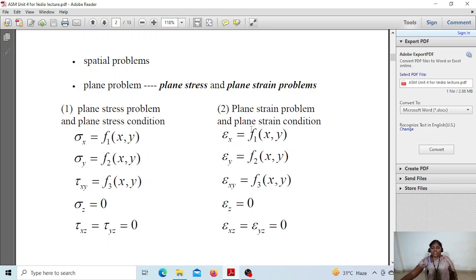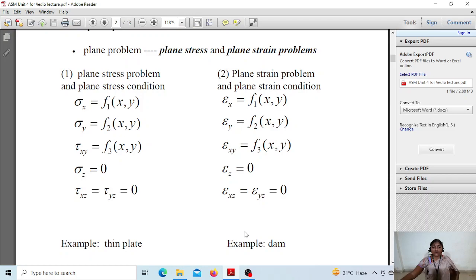Now coming to the plane strain condition, your epsilon x, f1 of x y, exists. Then epsilon y, which is equal to some function of x and y, exists. Then gamma xy, that is f3 of x y, also exists. Your epsilon z is 0, gamma xz and gamma yz are also 0. This is the difference between plane stress and plane strain. Here examples are given. For a plane stress problem, a thin plate, I already told you thickness will not be there. Now an example of a plane strain problem is a dam.